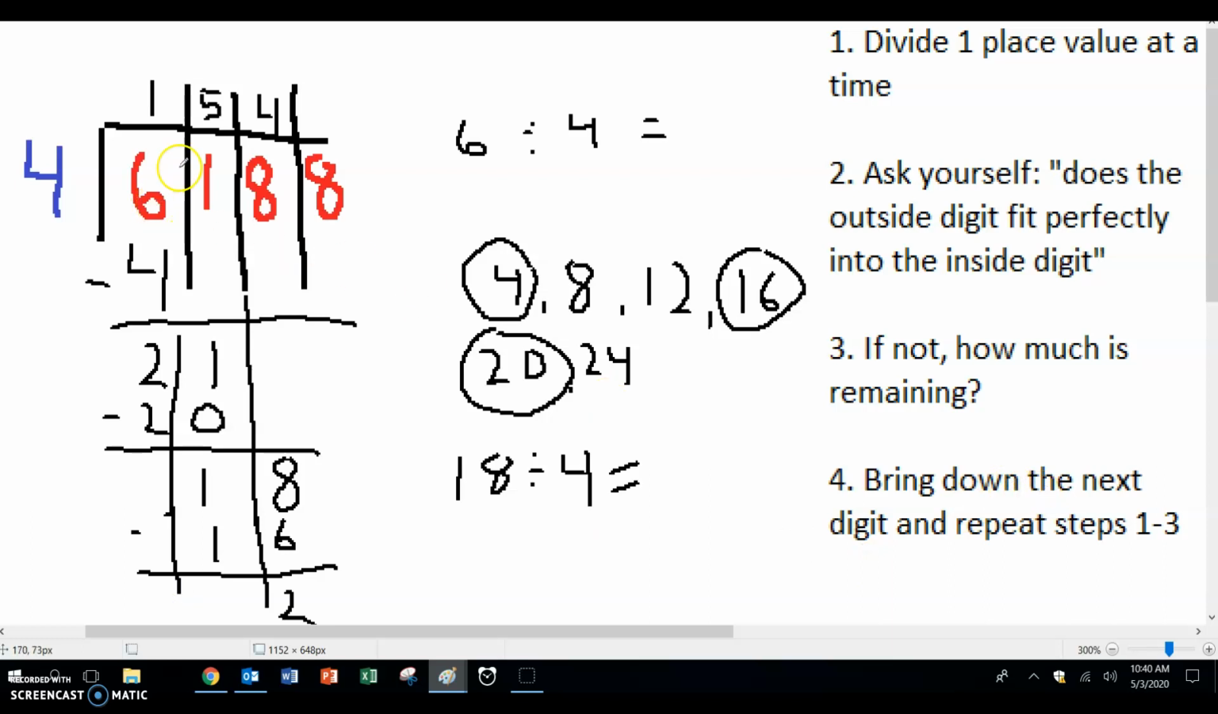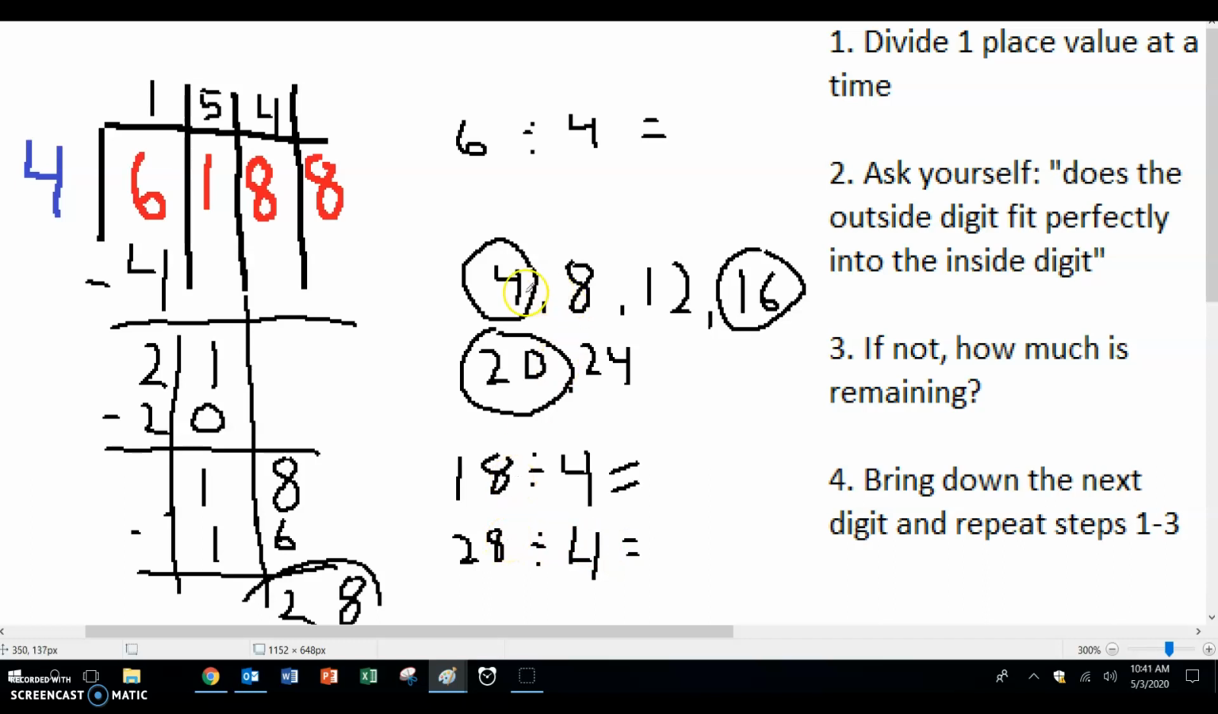We've taken care of the 6, we've taken care of the 1, we've taken care of the 8, now we just have the last digit, 8. We bring that down. Read the number exactly as it is. We have 28. Let's ask ourselves, does 4, the outside digit, fit perfectly into 28? In other words, if we skip count by 4, can we reach 28?